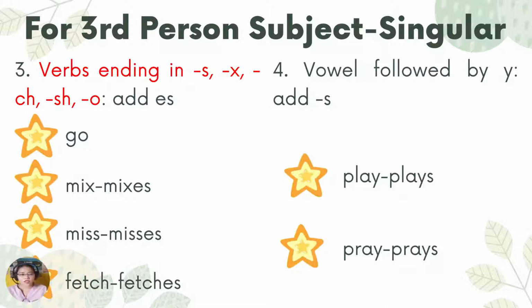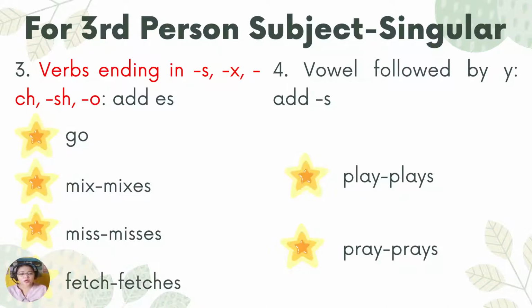For the vowel followed by y, we are going to add s only. So, play will become plays. Pray will become prays.